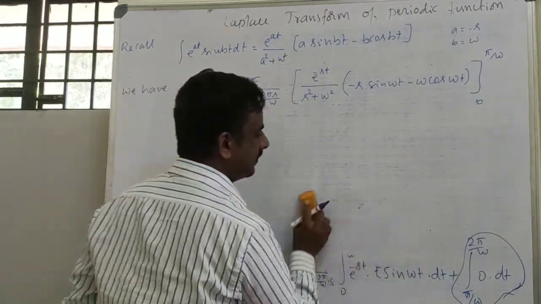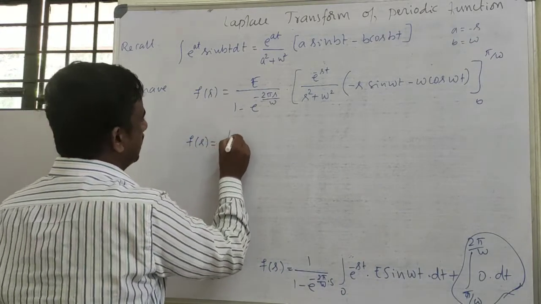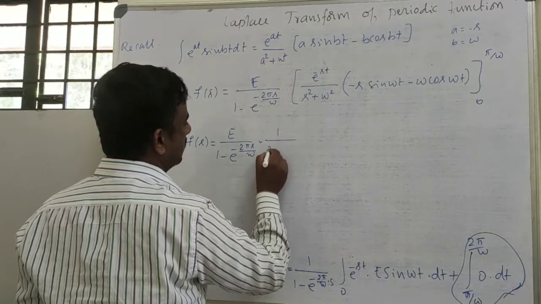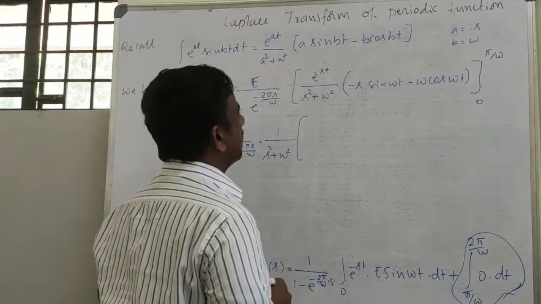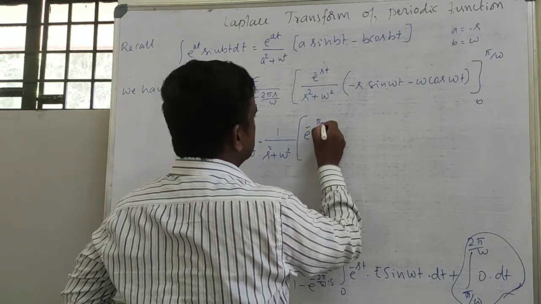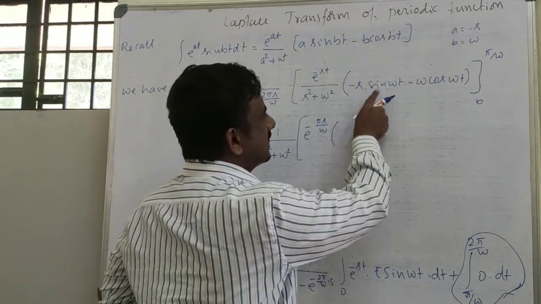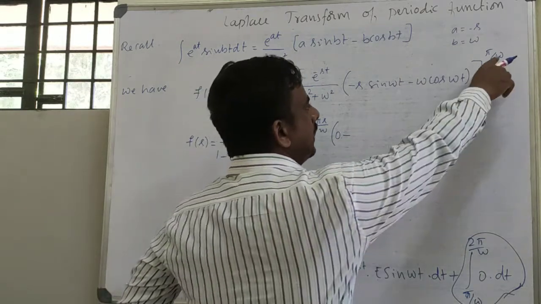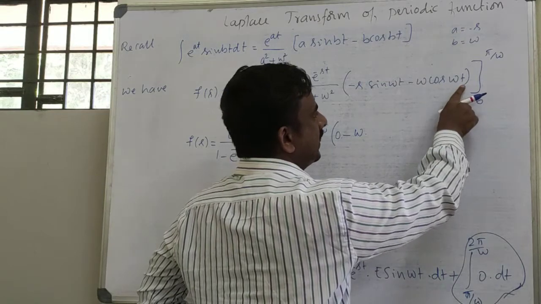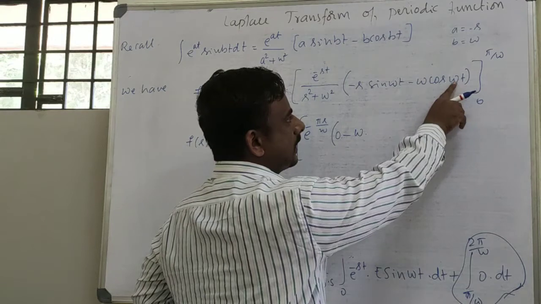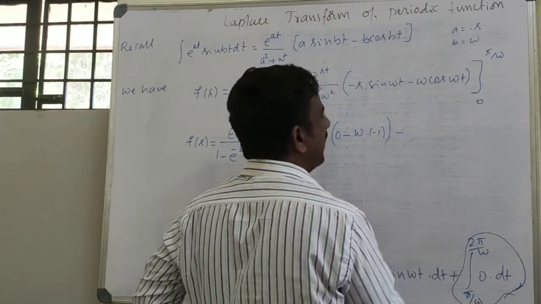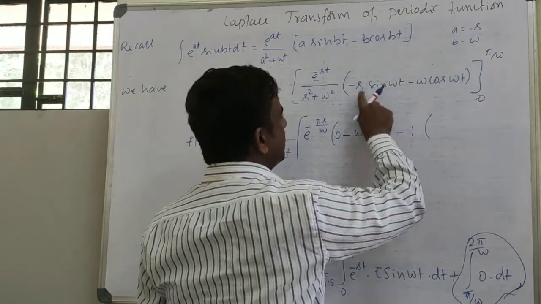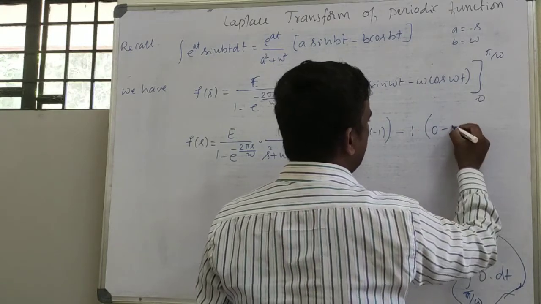Now applying limits we get f of s equals e by 1 minus e power minus 2 pi s by omega, into 1 by s square plus omega square, that is constant, you can write it outside. Now applying the upper limit, e power minus pi s by omega times minus s into, if I substitute for t here, omega cancels, you get sin pi, 0, minus again minus omega into cos omega t. If I substitute for t, omega cancels, you get cos pi, cos pi is minus 1, minus substituting the lower limit, you get e power 0, that is 1, into again sin 0 gets 0, minus cos 0 gets 1, so minus omega into 1.